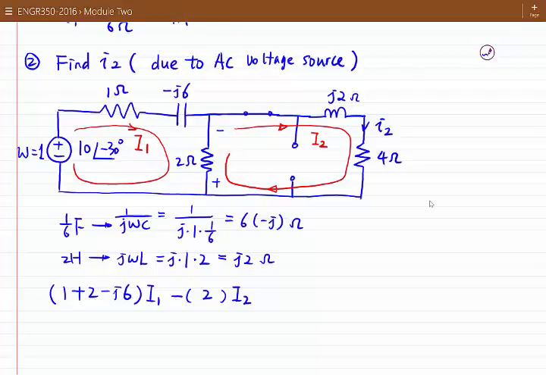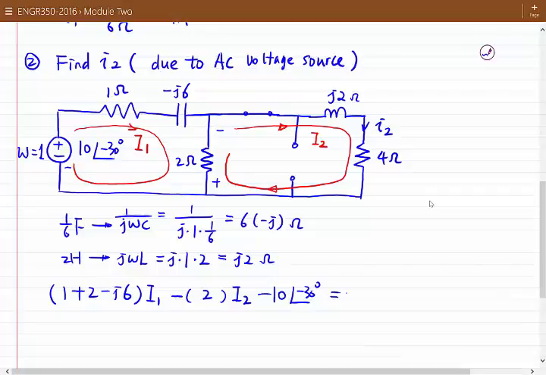Okay, so let's look at, we have independent source in mesh 1. So the loop current I1 flows into the negative terminal of the independent source. Based on KVL, it has a minus sign, so minus 10 angle minus 30 degree is equal to 0. Okay, so this is equation 1.